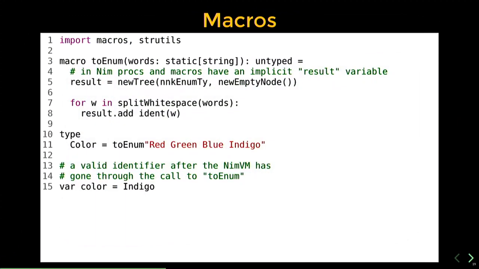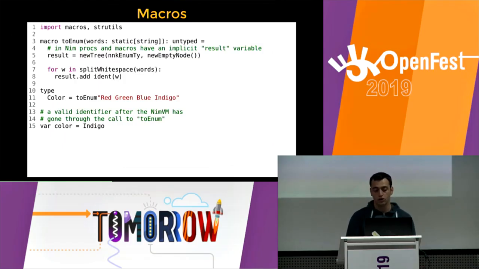The next thing we're going to talk about is macros. In this case, we have a toEnum macro, which receives a string and does some things. Let's see how we use it. In the type section, where we want to define an enumeration, the enumeration is called color, and we call toEnum, and we pass it a string with enum values.